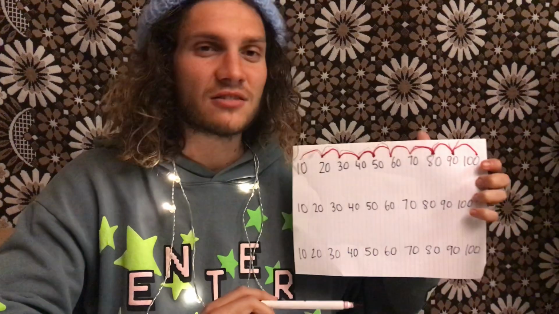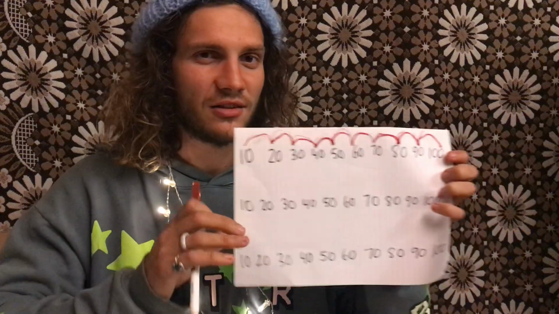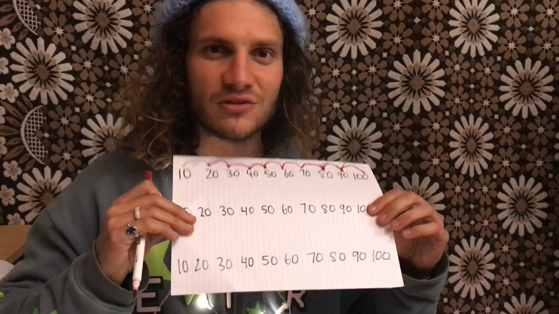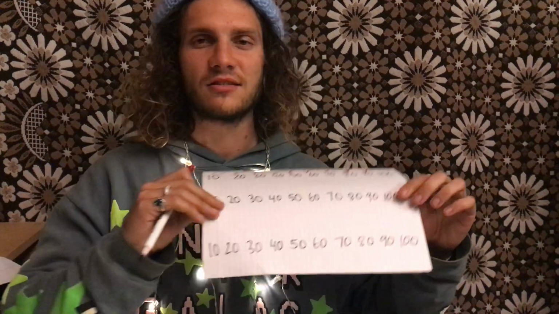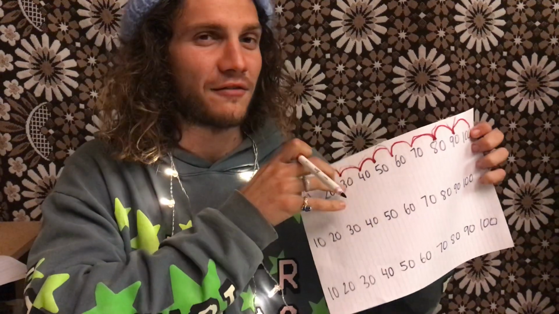Wow, we just counted using the jump strategy. We counted forwards by tens. Whoa, that was really cool. That was the jump strategy, counting up by tens. What about if we try counting backwards by tens, starting from 100?